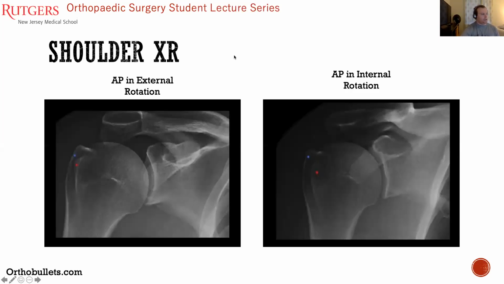Additionally, with the shoulder, we can get images of an AP, whether it's a Grashey or a true shoulder AP, with the arm in different positions. This helps us look at the different aspects of the proximal humerus as it's rotating within the shoulder joint. You can note the red and the blue dots on each image show you that the shoulder itself has rotated, and this can help you see some pathology that you may miss on one single shot of the shoulder.